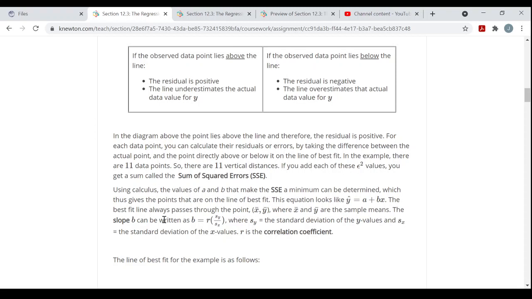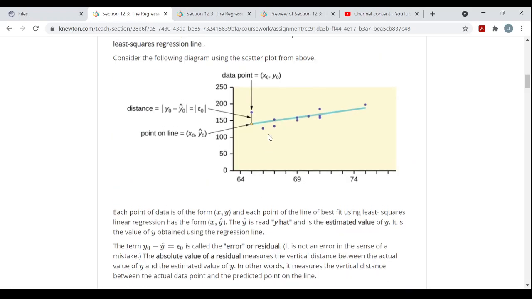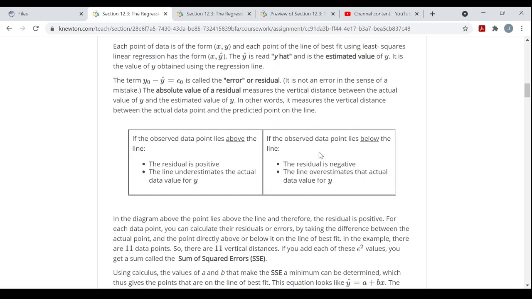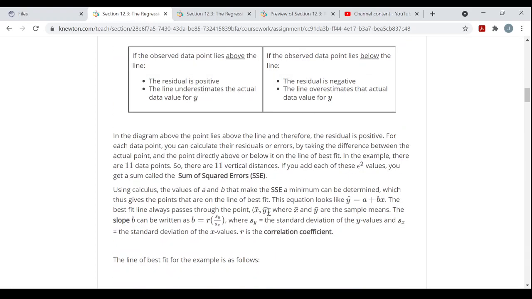The best fit line always passes through the point x bar, y bar, where x bar and y bar are the sample means. So x bar would be the average of all the x coordinates of the 11 points. Y bar would be the average of all the y coordinates of the 11 points. And the best fitting line always passes through this point, x bar comma y bar.